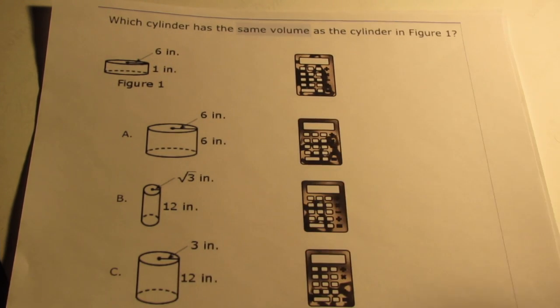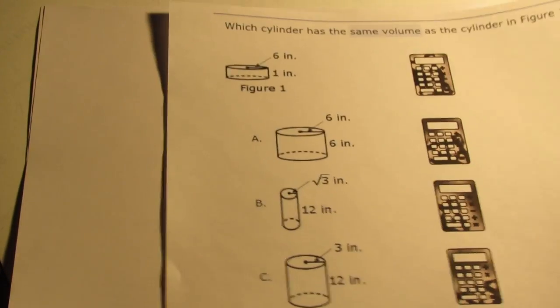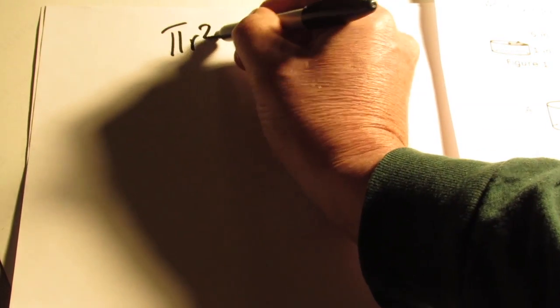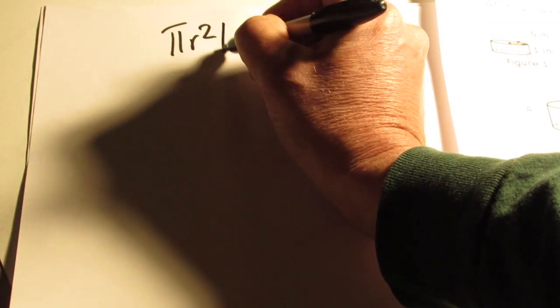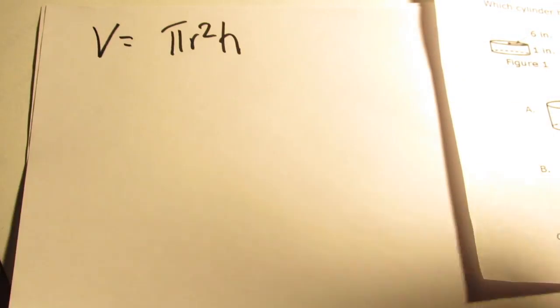Which cylinder has the same volume as the cylinder in figure 1? Our first task is to find the volume of figure 1. So our formula, as we have memorized, is pi r squared, the area of a circle, times the height. That is the volume of a right cylinder.